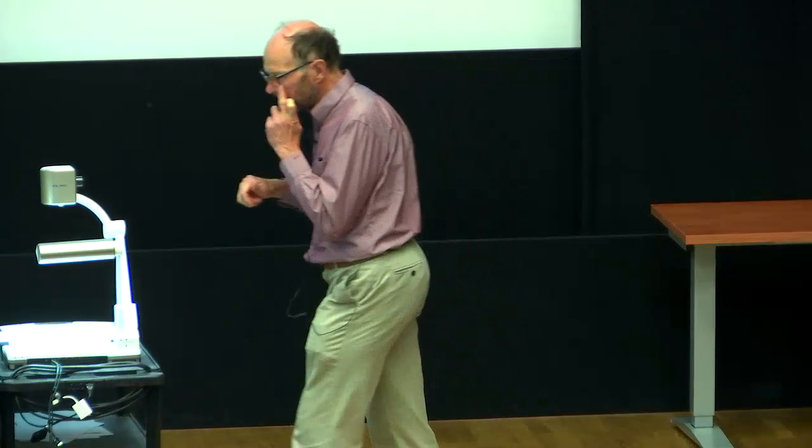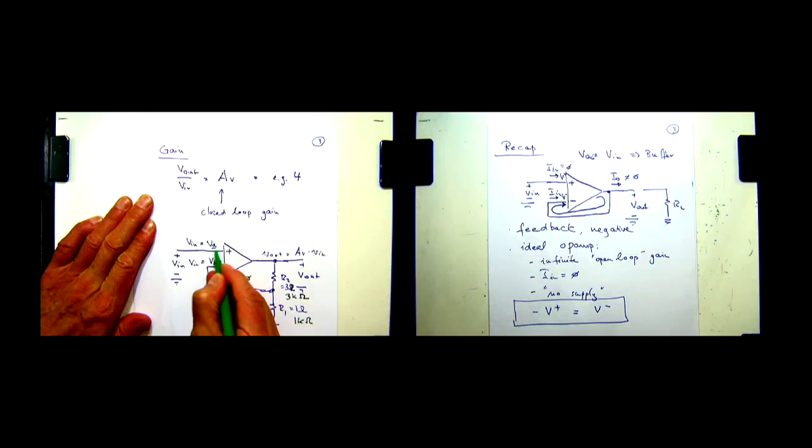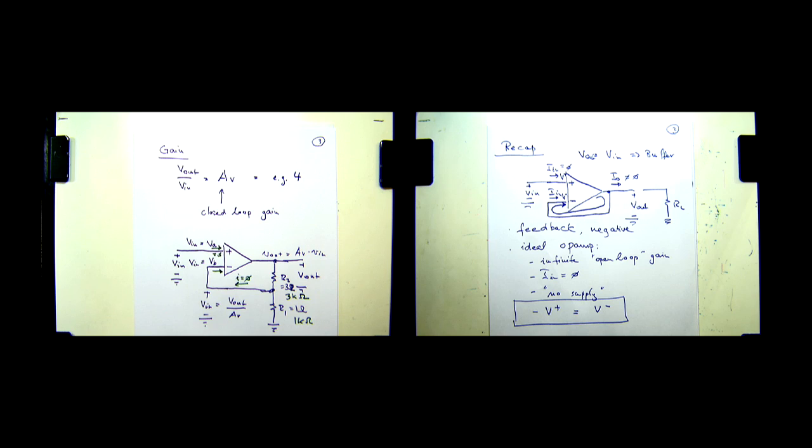What does it mean that the current is 0? It just means that the current that flows into this terminal here, that current is equal to 0. And likewise this current here. If you were to insert an ammeter into the wire that you connect to the input of the op-amp, you would find the ammeter reads 0.